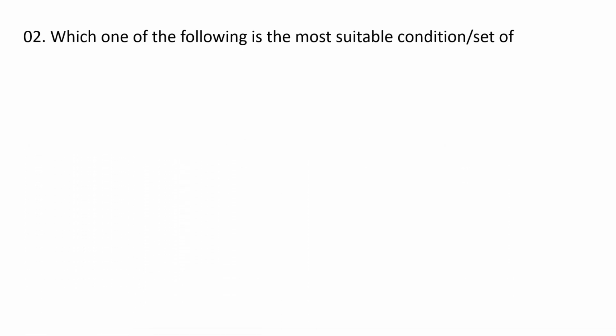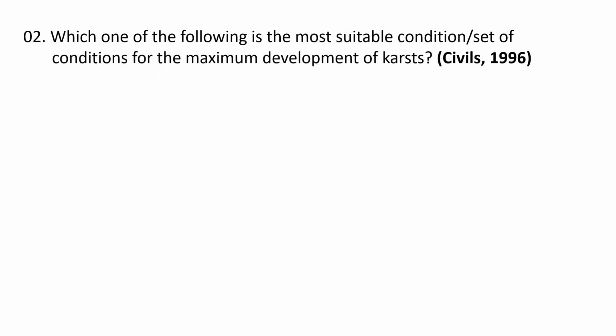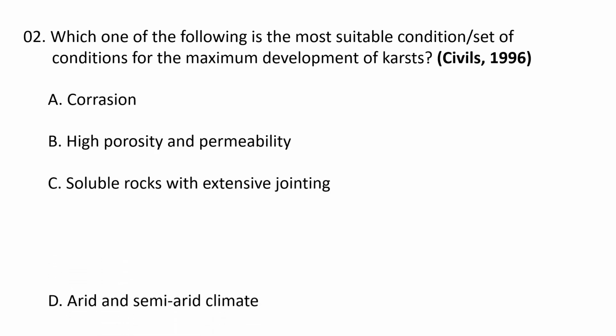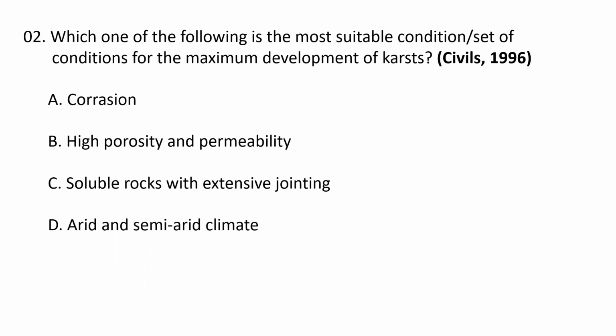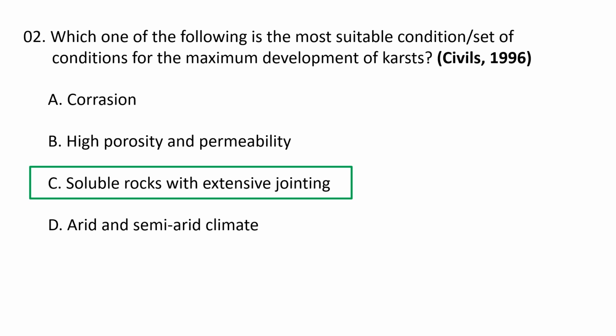Next question. Which one of the following is the most suitable condition or set of conditions for the maximum development of the karst? So these are the questions asked in Civil Services Preliminary Exam 1996. A. Corrosion. B. High porosity and permeability. C. Soluble rocks with extensive jointing. And D. Arid and semi-arid climate. So the most suitable condition for the maximum development of the karst is soluble rocks with extensive jointing.